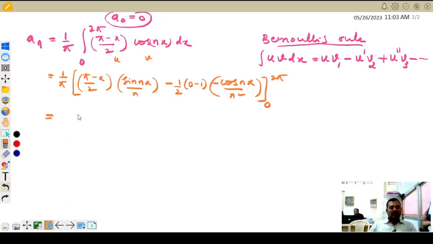Students, as you know already, sine 0 is 0, sine 2 pi is also 0, means the sine function for upper limit and lower limit is 0. So we are not going to find the value of this. We are going to concentrate on the second term only. For that, this is minus minus plus, plus minus minus into 1 by pi into 1 by 2 into 1 by n square becomes 1 by 2 pi n square.